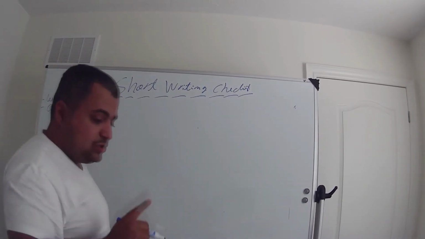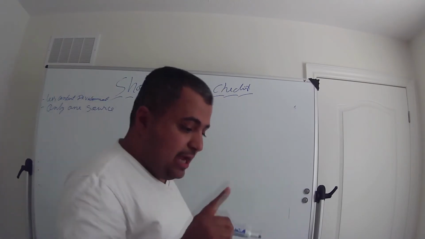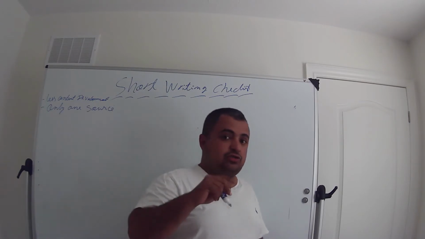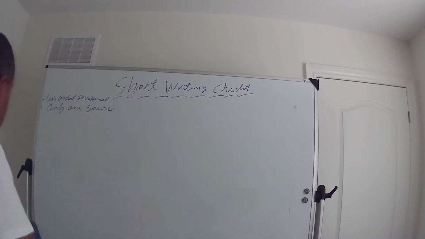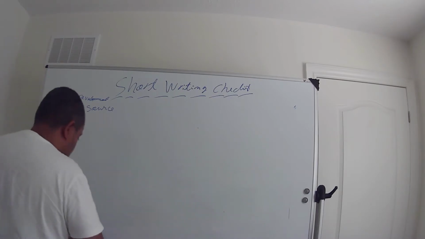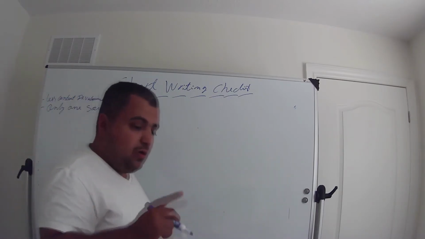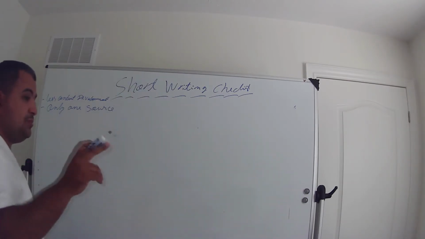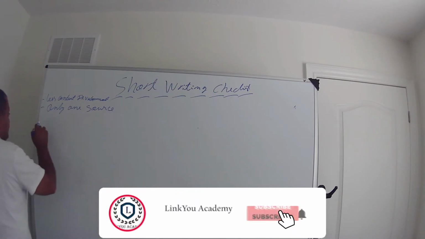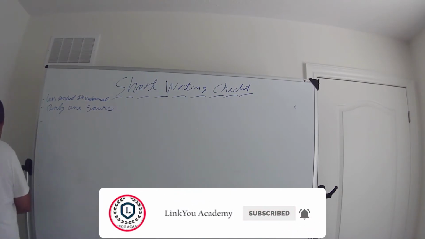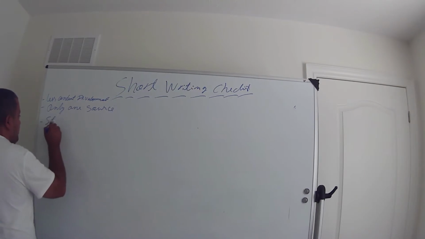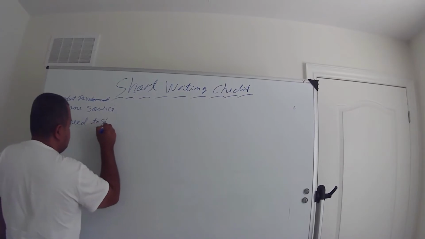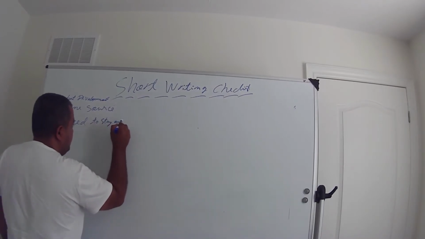Basically on the previous one, on the long writing, we are using two sources, which would be the reading and the lecture. So here we are using only one source, and it will be either the reading or the lecture notes. The other main thing is that you still need to stay on the topic.